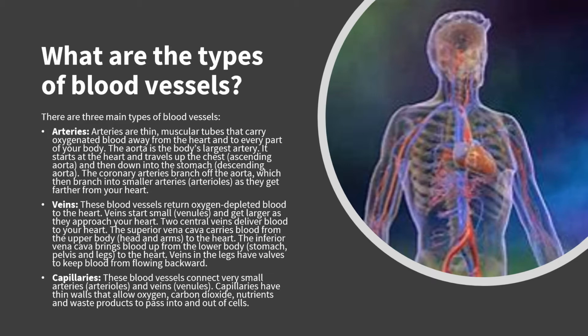The inferior vena cava brings blood up from the lower body, stomach, pelvis and legs to the heart. Veins in the legs have valves to keep blood from flowing backward. Capillaries. These blood vessels connect very small arteries, arterioles, and venules. Capillaries have thin walls that allow oxygen, carbon dioxide, nutrients, and waste products to pass into and out of cells.